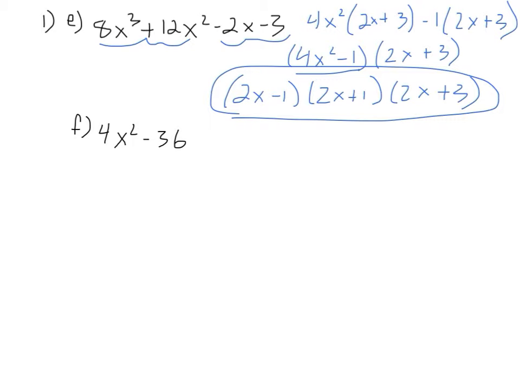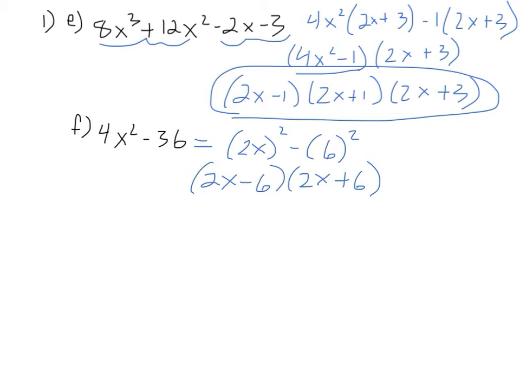In F, again, I think we see the difference of two squares. If you look at this, it could be 2x squared minus 6 squared, and the difference of two squares is just the first term minus the second times the first term plus the second term, and that would be the end.